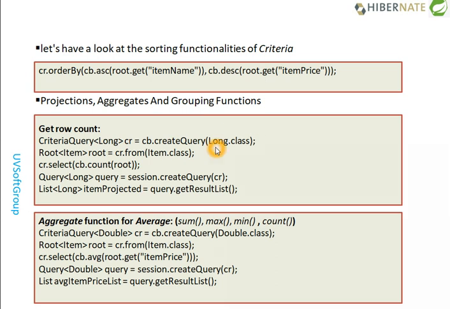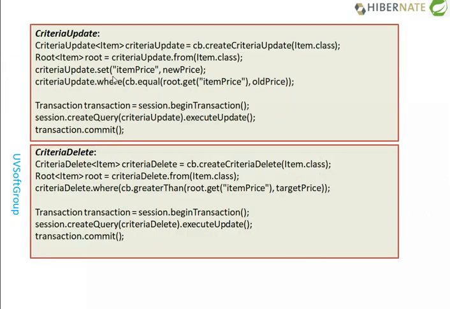Here is one of the criteria queries for counting. You can do a row counter and get everything, and even aggregate functions like average, sum, maximum, minimum, and count. Those things you can do with the criteria query very quickly and very efficiently. With criteria update you can do update queries, and you can also do delete queries. Yes, that's nice.